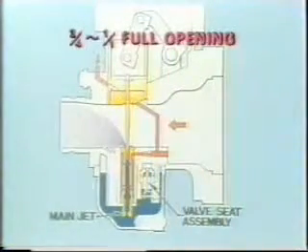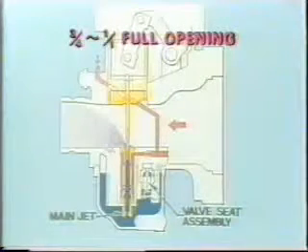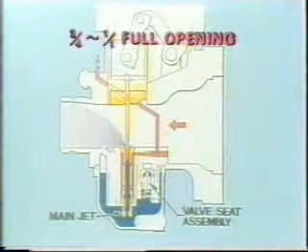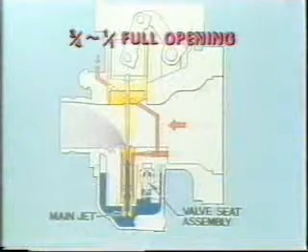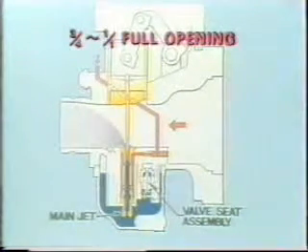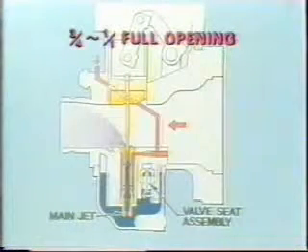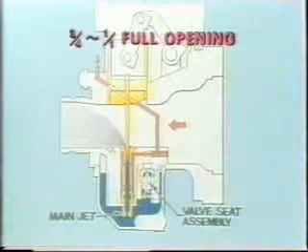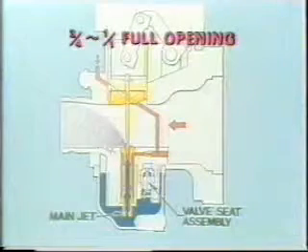When the throttle is open from 3/4 to full, there is no aerodynamic resistance caused by the throttle valve. The amount of air increases, and the fuel amount is determined by the main jet alone. Therefore, the fuel amount is controlled by the size of the main jet. When the size is larger, the fuel amount increases. When it is smaller, the fuel amount decreases.